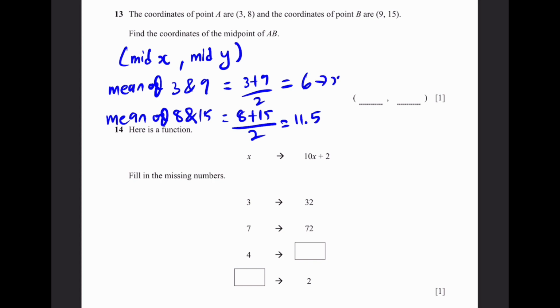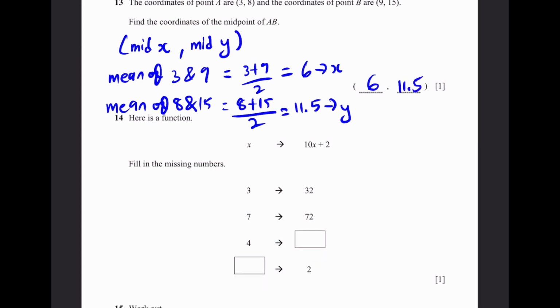And so this is the x, this is the y. Well, just write that down. It's the answer. 14. Here's a function, x to 10x plus 2. Fill in the missing numbers. So 3 goes to 32. 7 goes to 72, 4 goes to blank, and blank goes to 2.